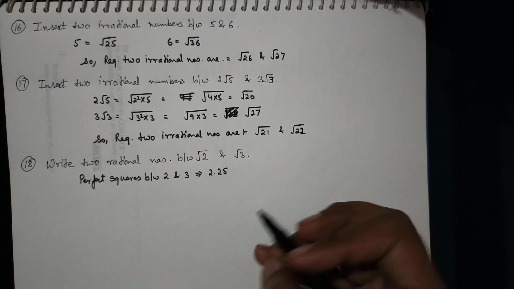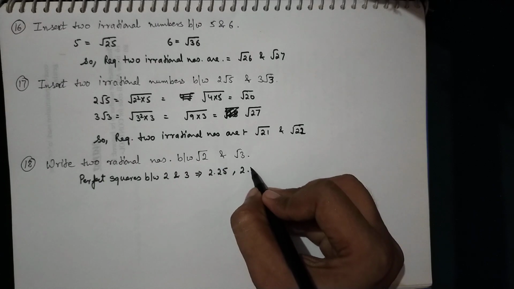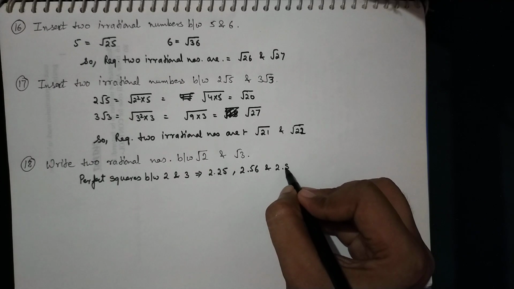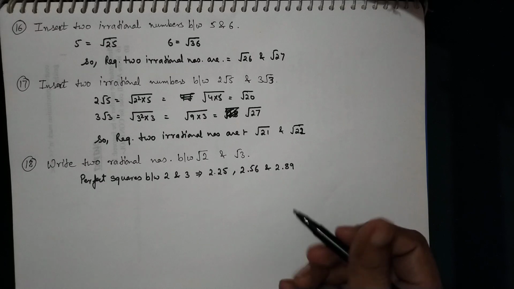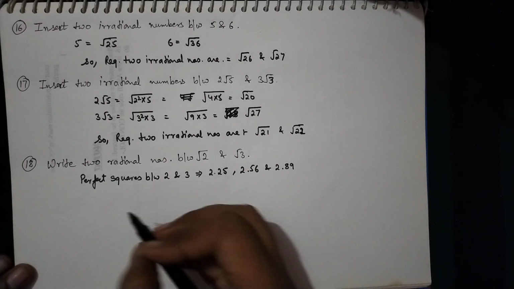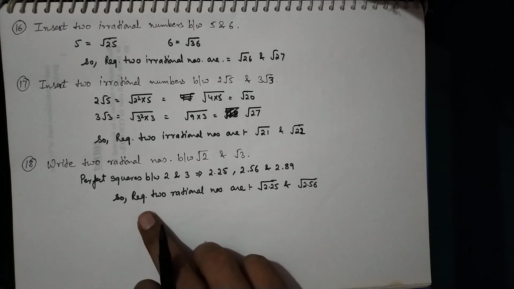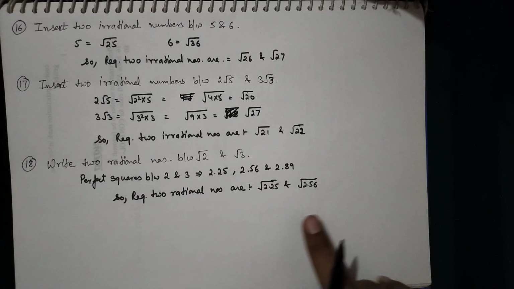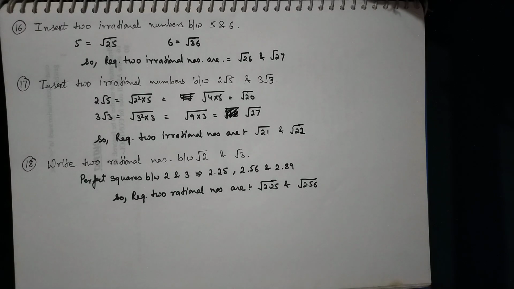2.25, 2.56 and 2.89. Now we can take the root of any one of them. So here we have got the required two rational numbers: root 2.25 and root 2.56. Let's see question number 19 too.